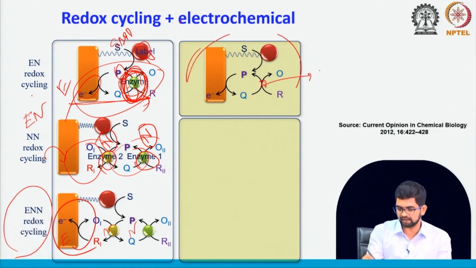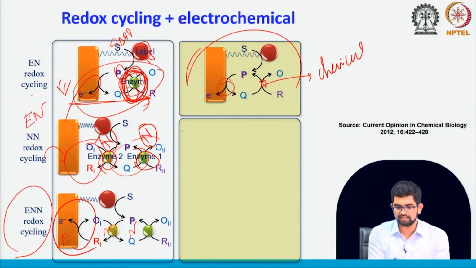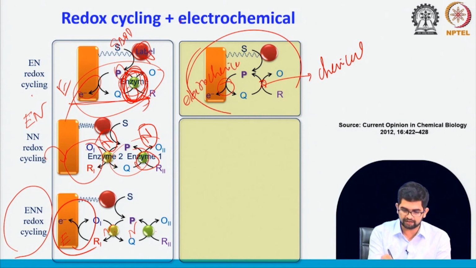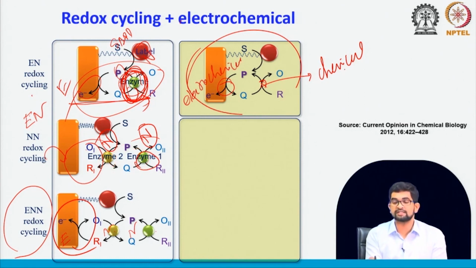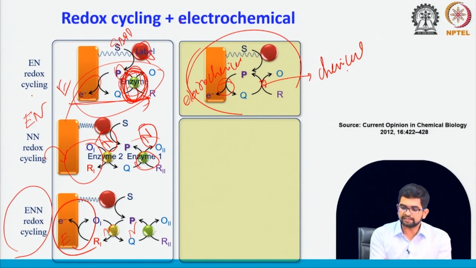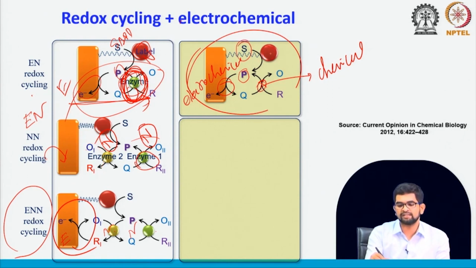So, this is chemical, and here we just use electrochemical. P forms Q after applying some potential. So, this is electrochemical, and this is chemical, and this P is actually formed using some side reaction where we use another substrate that can react with some tag. That tag can come from the antibody.